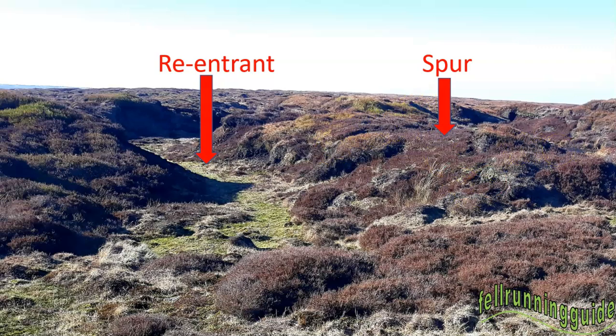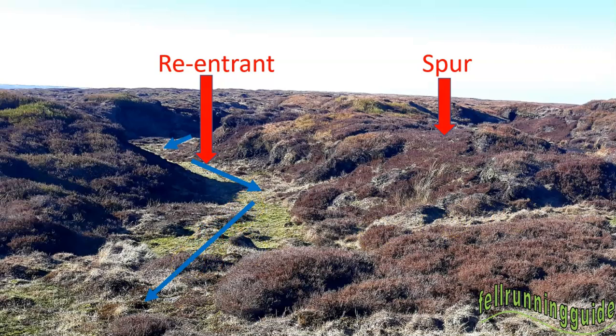If there was water running in the re-entrant, which way would it be running? Well, it would be running from high ground to low ground, so it'd be running towards the camera from the high ground in the distance, snaking down and running towards us.